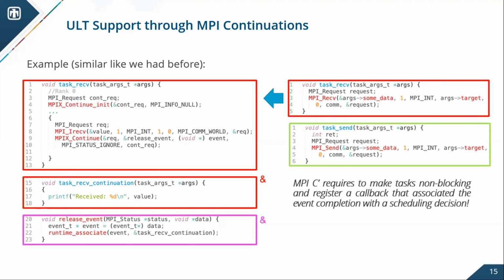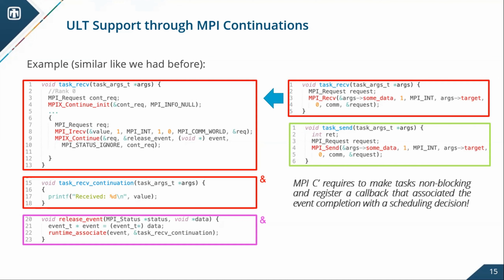And I'm showing it here. So we have an upper task and a lower task. The first task is called task receive. It initializes a continuation request. It then calls into MPI_Irecv. So we changed the blocking call into a non-blocking call. And then we associate the request of that MPI_Irecv with the continuation request. And we do this in the MPIX_Continue API call.